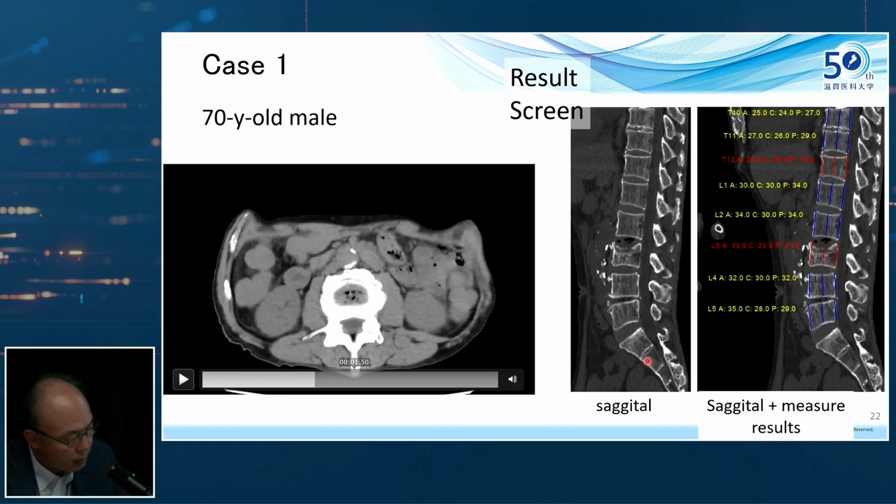And this is the same case as case 1. Yes, we can see the sagittal reconstruction image. We can get that L3 is a compression fracture. Finally, we get a result like this, where red is the site of the compression fracture.